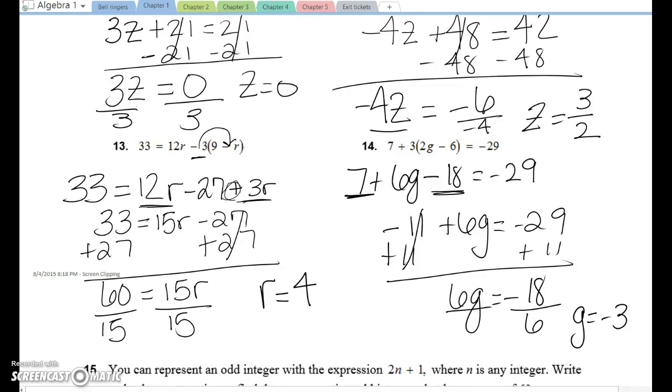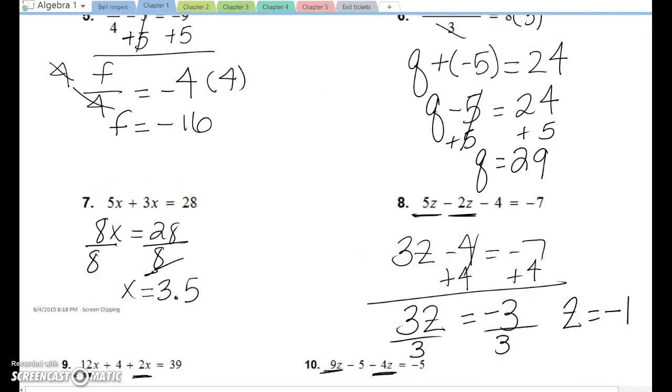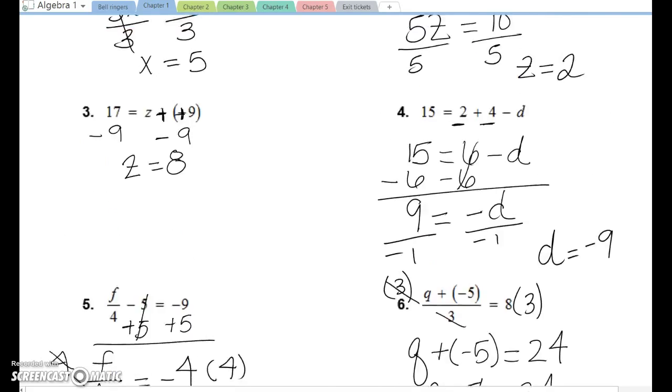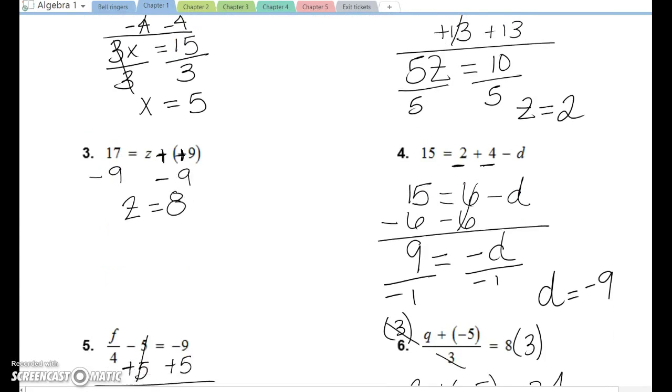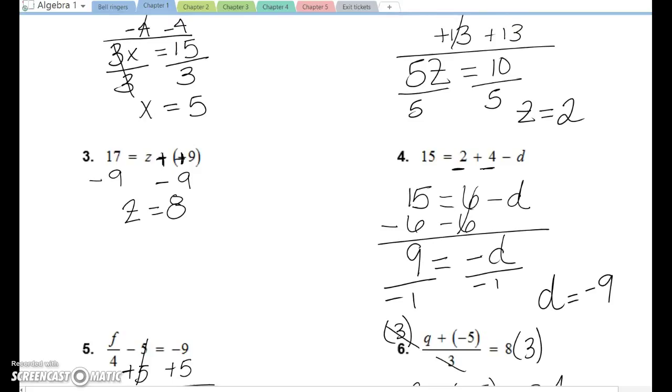Okay, so I went through and I worked all these out. So I want to go back over these evens with you. There's a few things I want to talk about as well. So number 2, we should have gotten 2. Number 4, you should have gotten negative 9.